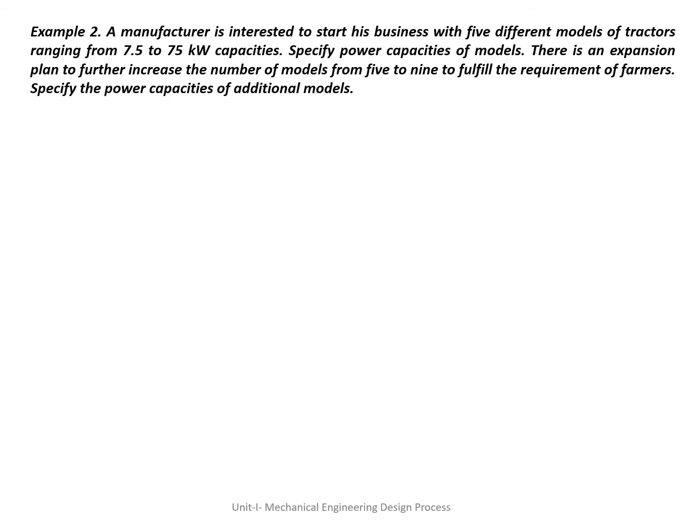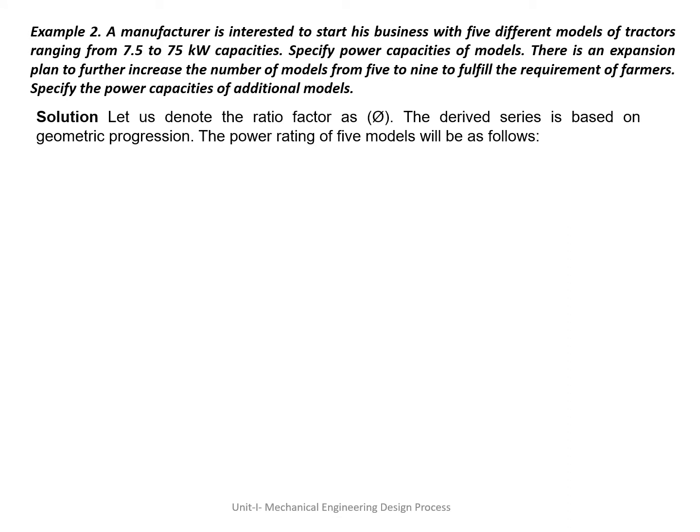Now let's see how we can do it with an exact problem. The next example is a practical one. A manufacturer is interested in starting his business with 5 different models of tractors in the range of 7.5 to 75 kilowatts. We need to specify the power capacities of the models, and after that he wants expansion also. Let's denote the ratio factor as phi, and we use the derived series here because it is not mentioned which type of series to take.